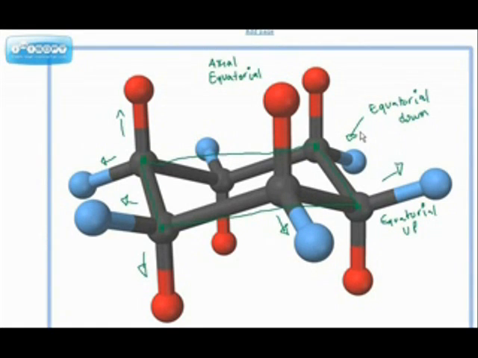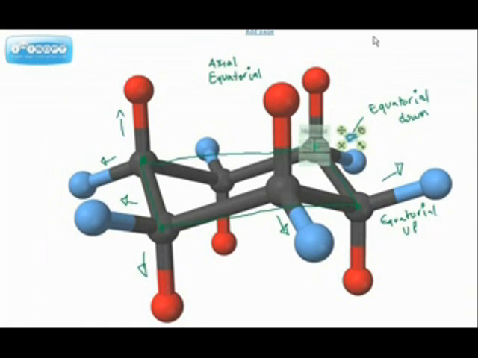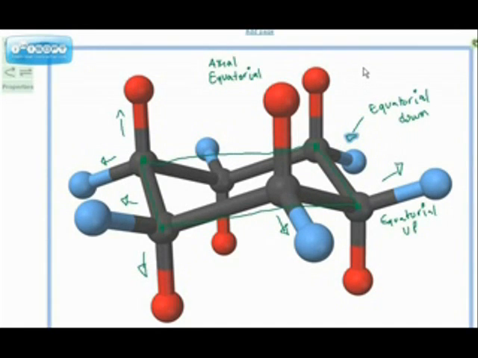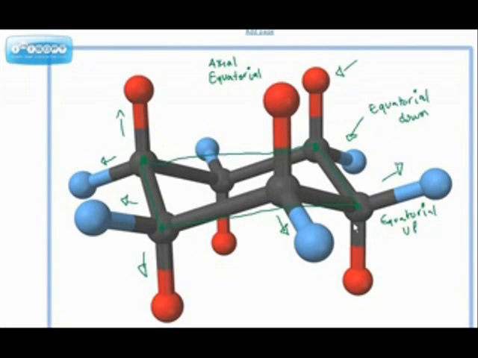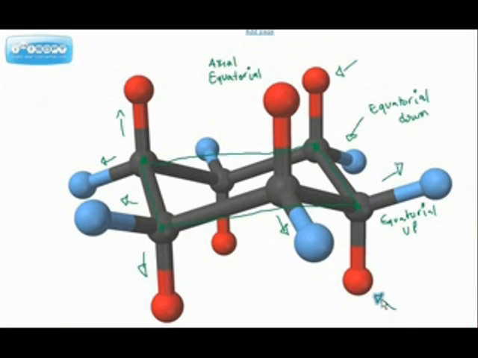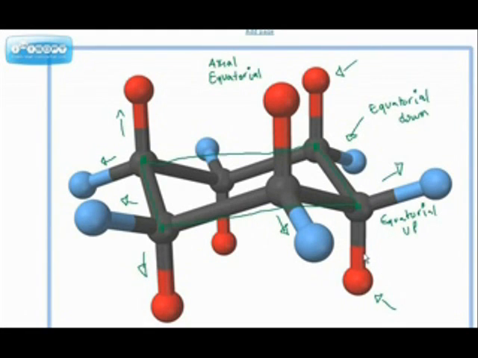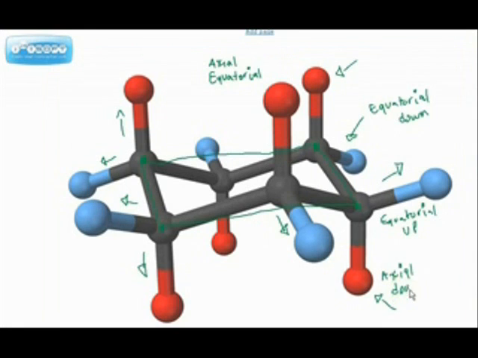Now, for the red color-coded hydrogens, we refer to those as axial. We refer to this red hydrogen as an axial hydrogen. We refer to this one as well as an axial hydrogen. But depending on whether they're pointing up or down, we refer to these from here on out as axial up, or I'm sorry, in this case axial down, or axial up.